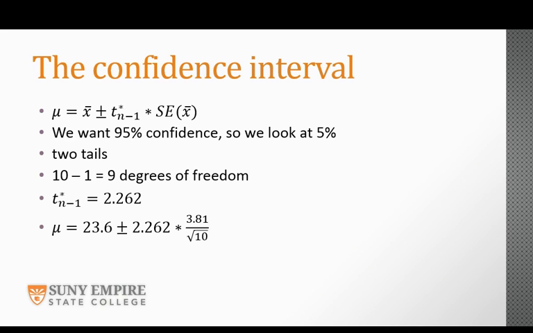Plugging in all our values, we find that the population mean is equal to 23.6 plus or minus 2.262 multiplied by 3.81 divided by the square root of 10. Performing the calculations and rearranging, this means that we are 95% confident that the average weight for 10-week-old kittens is somewhere between 20.87 and 26.33 ounces.